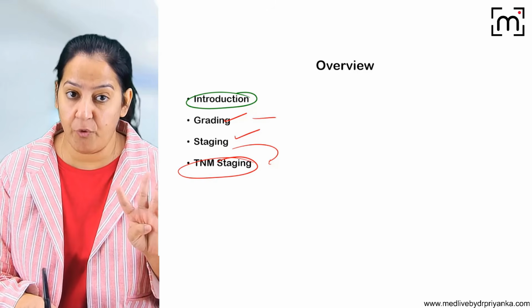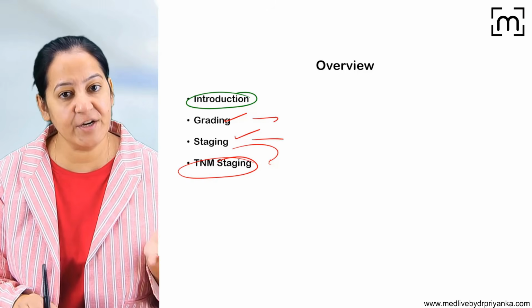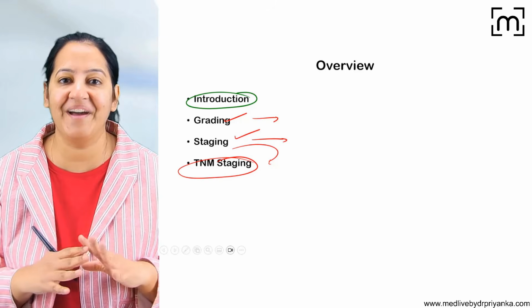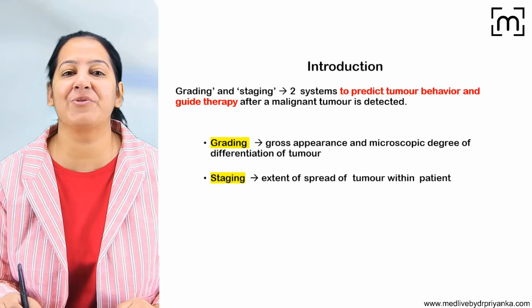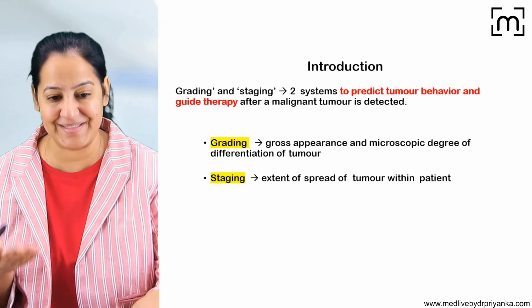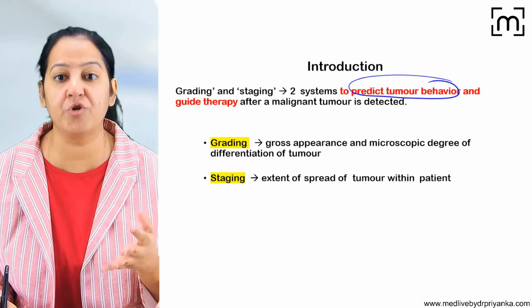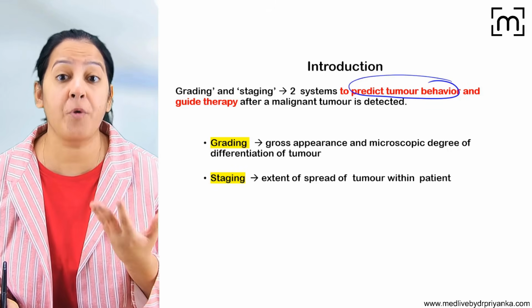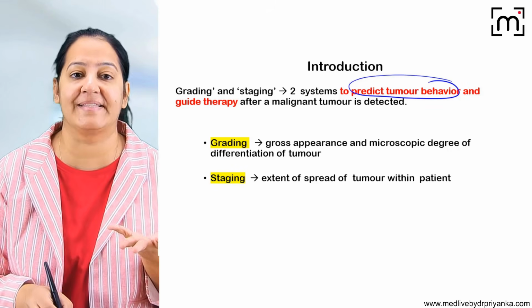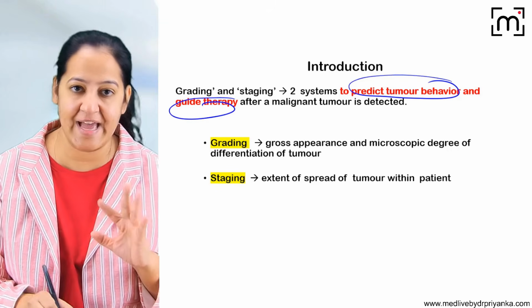We divide the cancer into 4 grades, 1, 2, 3, 4. We divide the cancer into 4 stages, 1, 2, 3, 4, but they are different things. So let me start with the introduction. What do you mean by grading and what do you mean by staging? Both of them are necessary to predict the prognosis of the cancer, to predict the tumor behavior, and to guide the therapy, grading as well as staging.